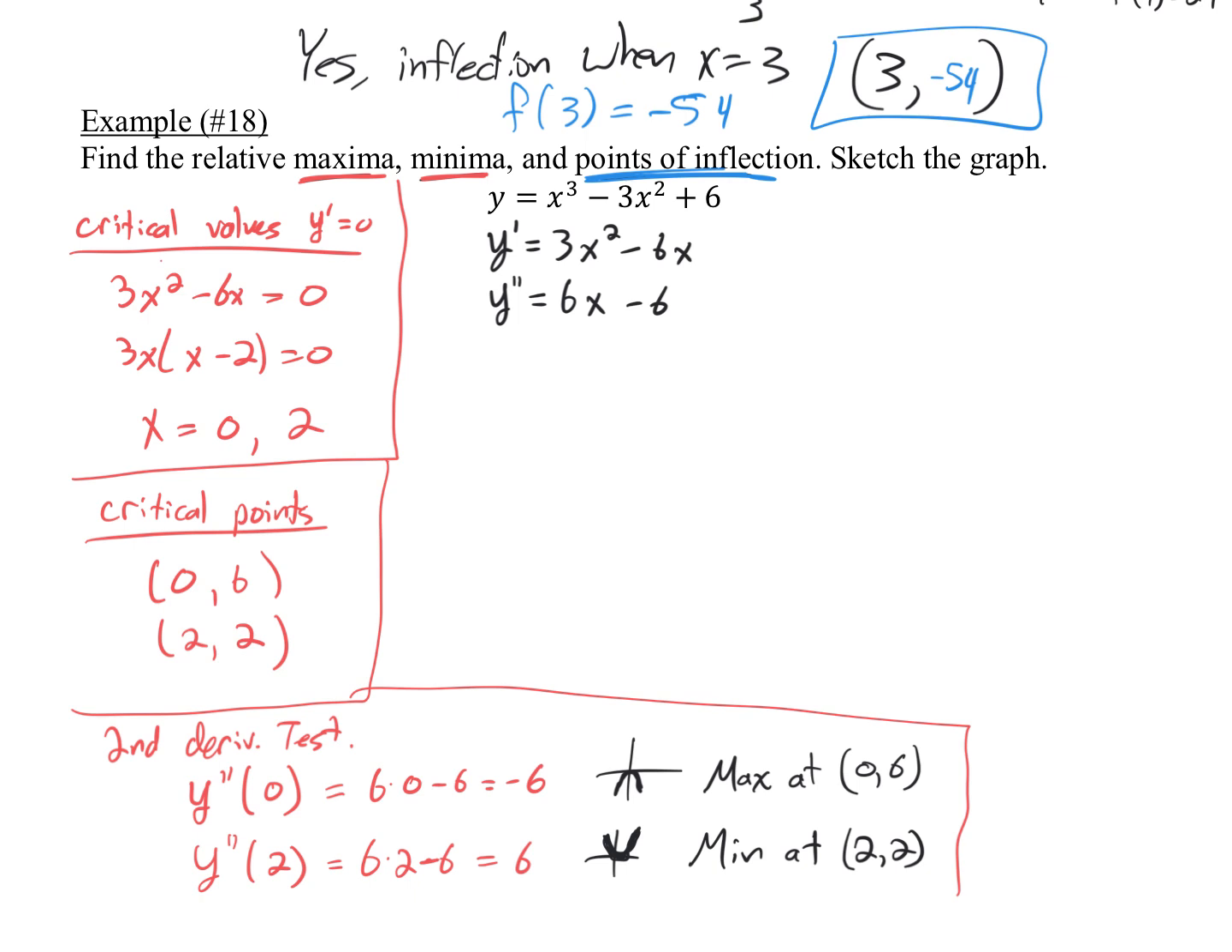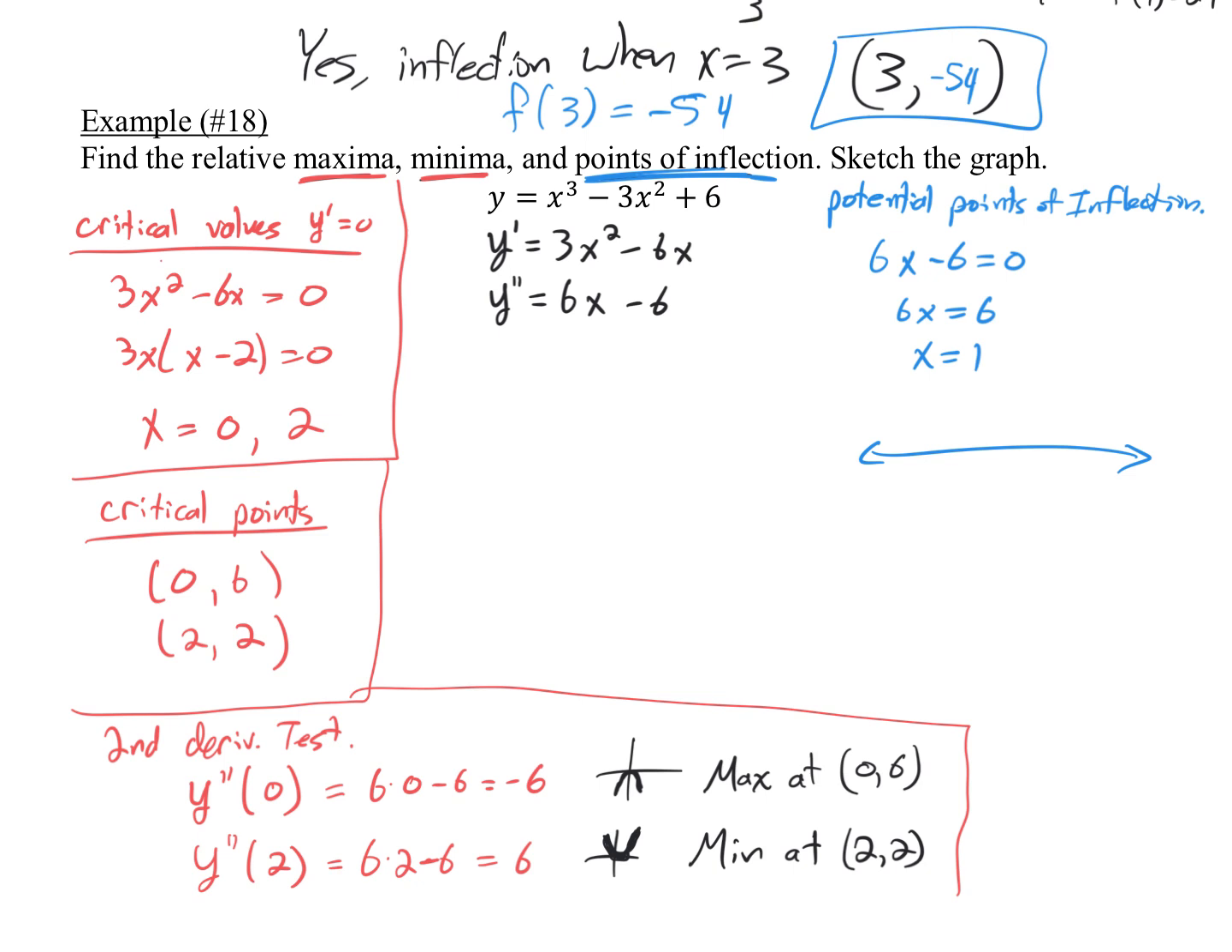So let's find our potential points of inflection. Feel free to abbreviate that if you want. P.P.I, potential points of inflection. 6x minus 6 would have to be equal to 0. That means 6x is equal to 6, which means x is equal to 1. I don't know if that's a point of inflection or not.